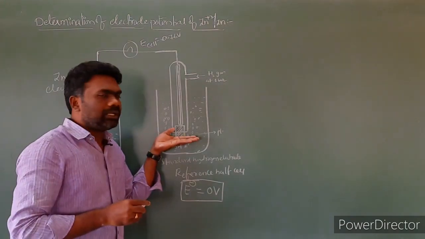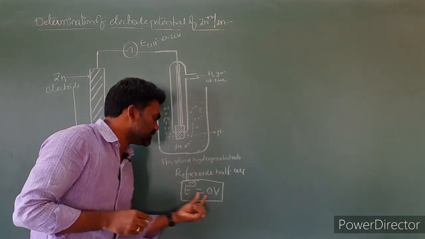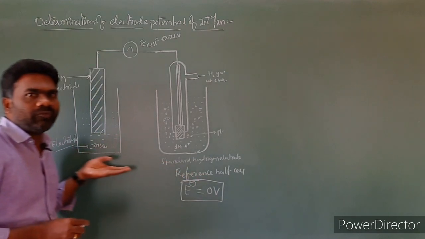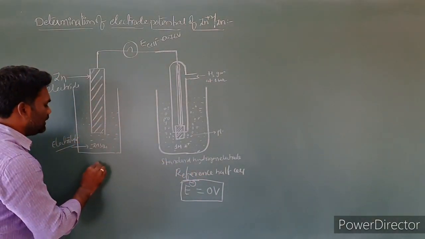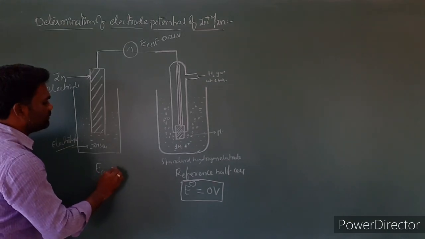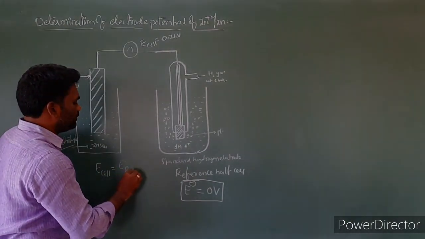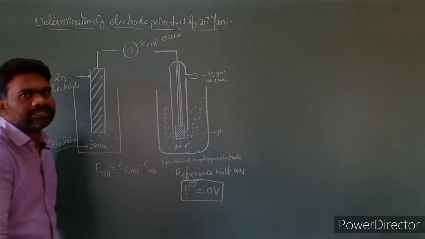So already we know the standard electrode potential of the standard hydrogen electrode: E0 is equal to 0 volts. By taking this reference half cell, we are finding the electrode potential of zinc. Then we have the formula for E cell: E cell is equal to E right minus E left.